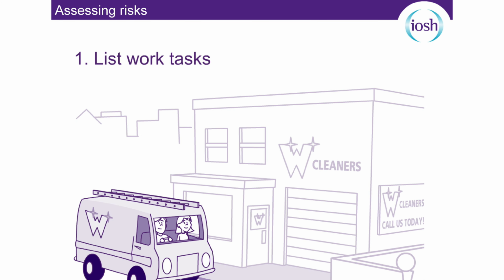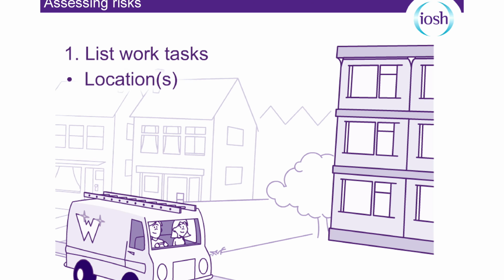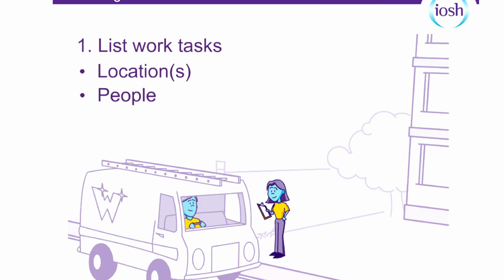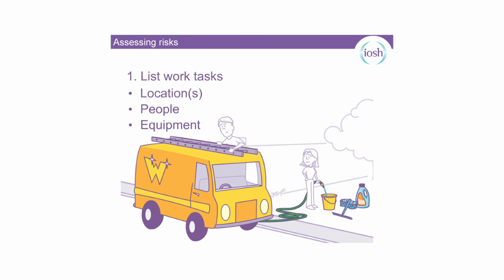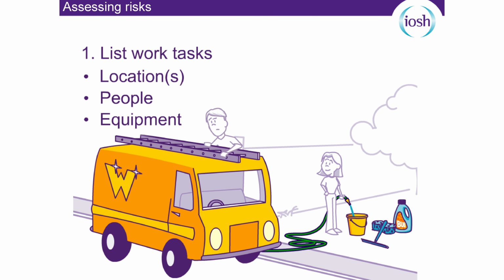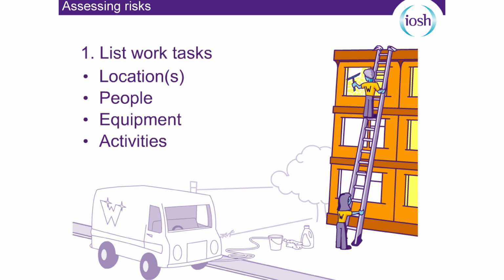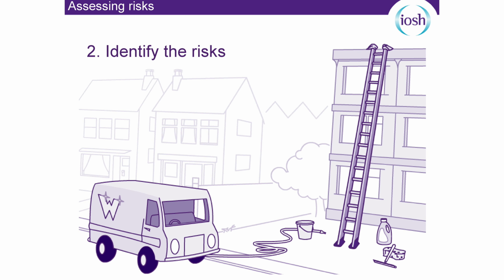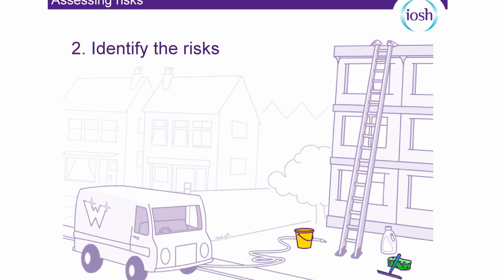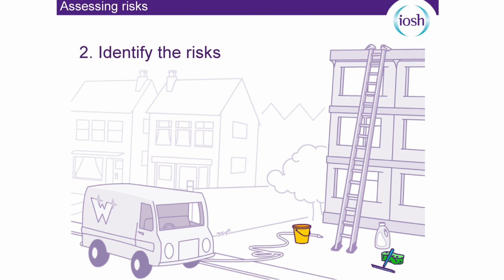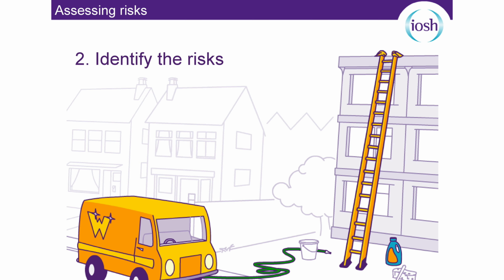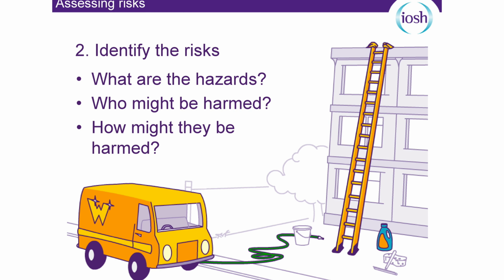1. List work tasks: locations, people, equipment, activities. 2. Identify the risks. What are the hazards? Who might be harmed? How might they be harmed?